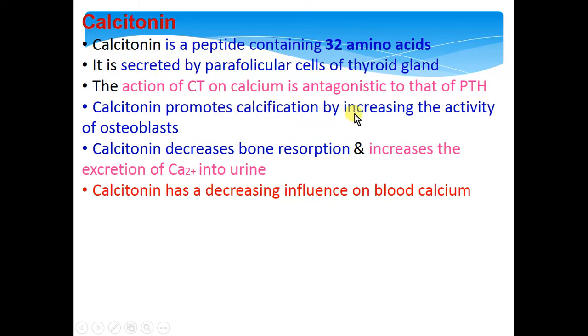Calcitonin promotes calcification by increased activity of osteoblasts. Calcitonin decreases bone resorption and increases excretion of calcium in urine. Calcitonin has a decreasing influence on blood calcium.